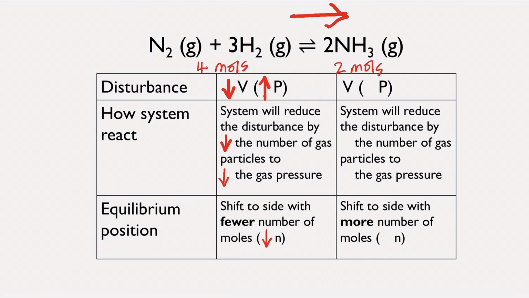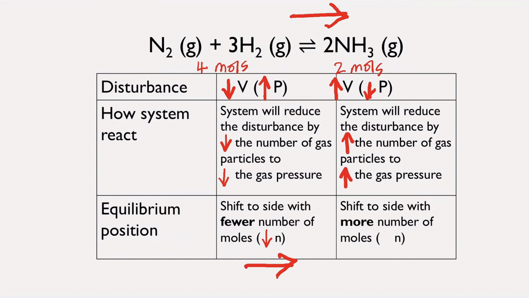For this situation, your equilibrium position will shift to the right. Okay. Another case: if you increase the volume of your container, that means your pressure will be lower. So that's your disturbance. So what will you do? In order to reduce that disturbance, you want to increase the pressure back, right? So, you will do that by increasing the number of gas particles in order to increase the gas pressure.